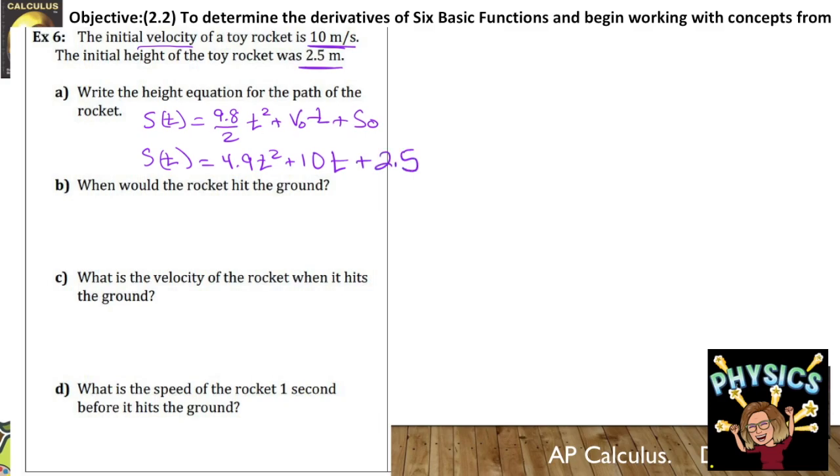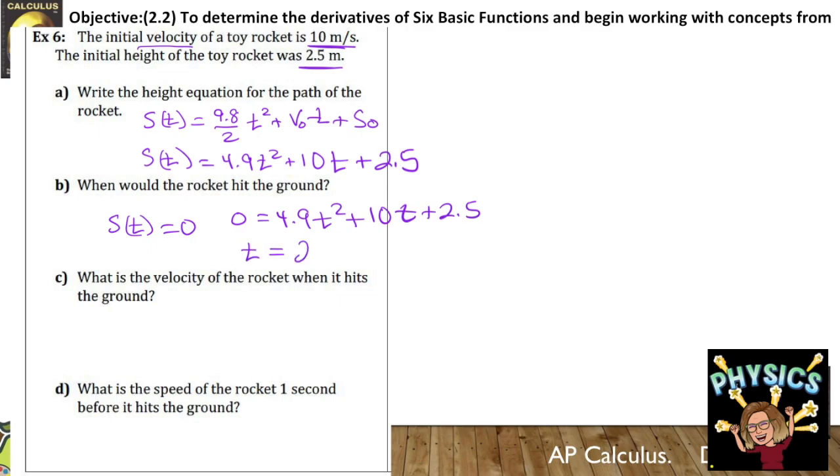All right, so we've written our function, and now it is time to think about when the rocket will hit the ground. When you hit the ground, that means that your height is 0. So all we need to do is set 0 equal to 4.9 t squared plus 10t plus 2.5. Now we're going to use the graphing calculator. Let y1 equal your function. Figure out where the function equals 0. Use the zeros for that.